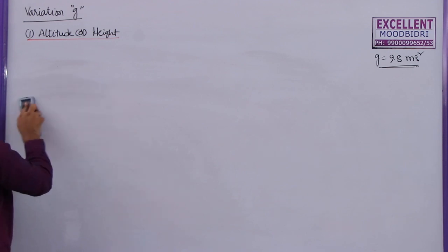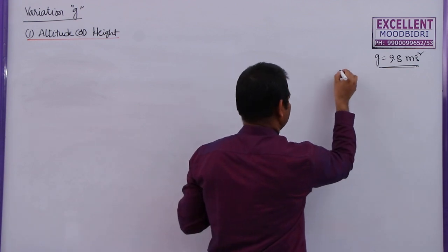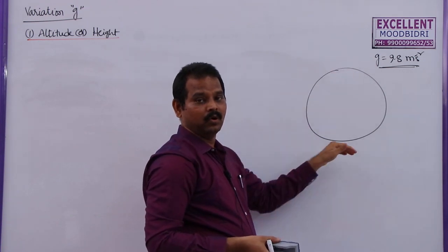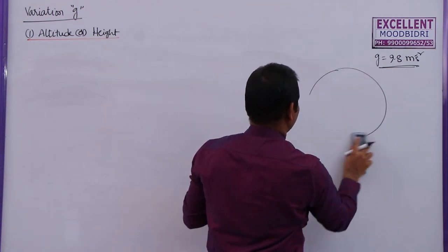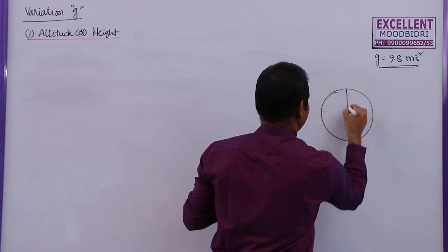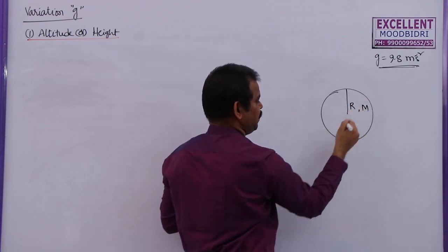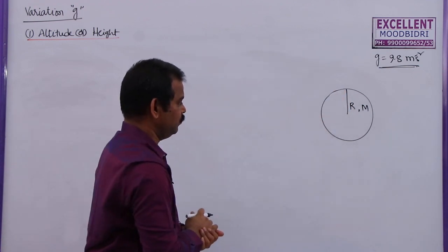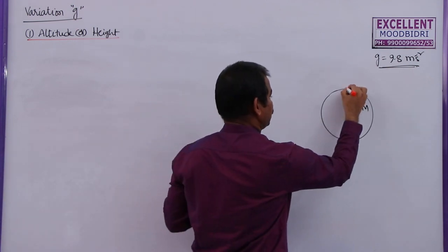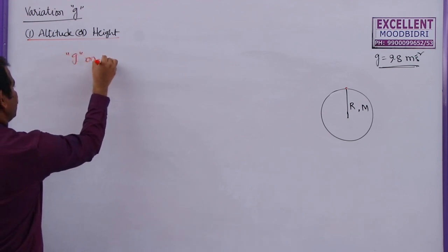Now, if you consider our earth, even though it is not a perfect sphere, it is flattened at the poles and bulged along the equator. So if you consider this earth as a perfect sphere, this is a sphere of radius R and mass M, where R is the radius of the sphere, M is the mass of the earth here. Now, what is small g here? Just now we derived the relation for small g on the surface of earth.